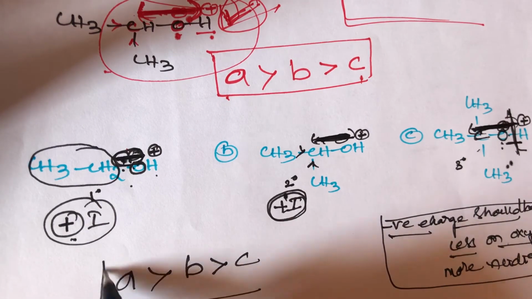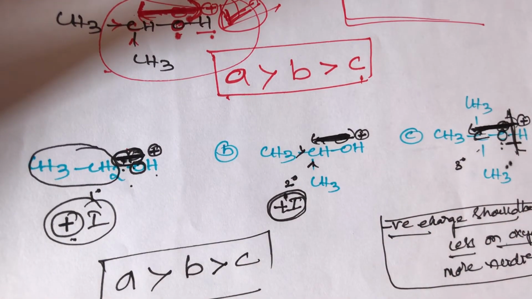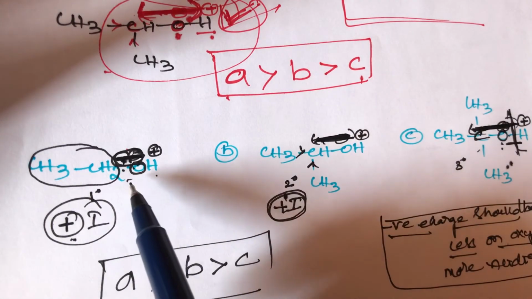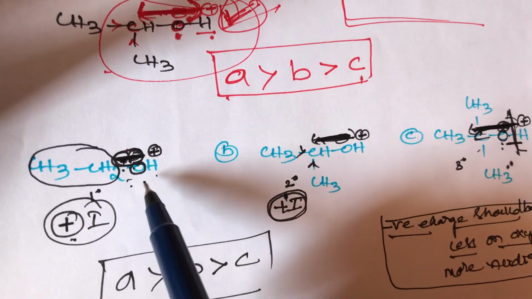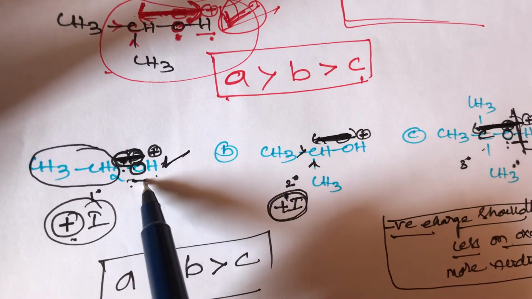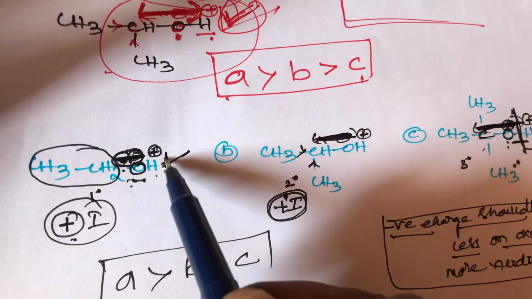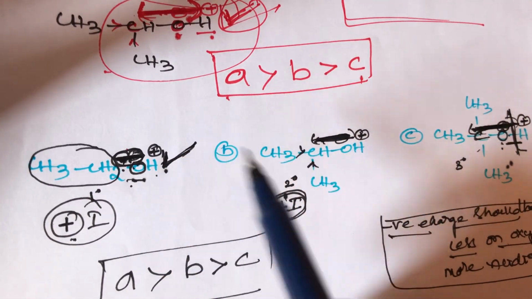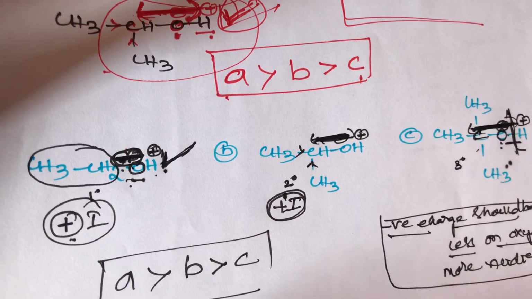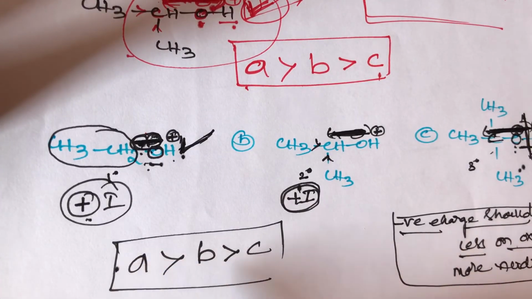This is the simple trick, student. Acidic strength depends on negative charge. Negative charge should be less on oxygen, and that compound is always more acidic in nature. Negative charge means density. With less density on oxygen, the bond between oxygen and hydrogen breaks easily, so the proton is donated easily. The A compound easily donates the proton, so it is more acidic in nature. Simple trick, student: A compound is more acidic than B compound, and B compound is more acidic than C compound.